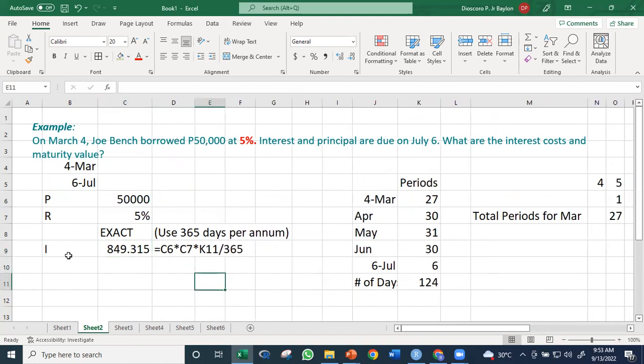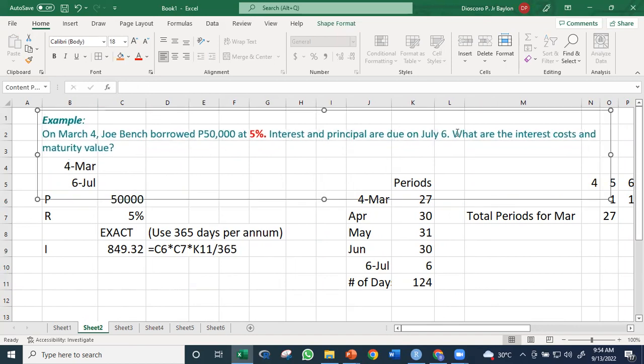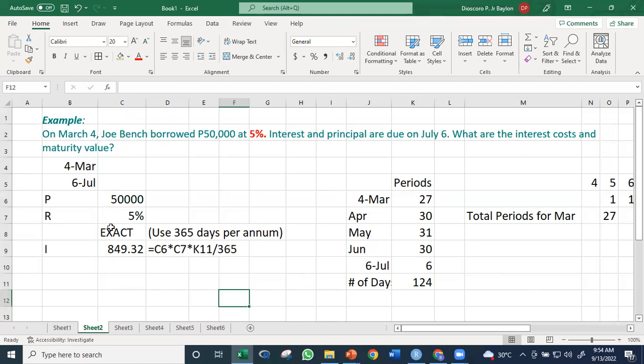Okay, so here we're computing for the interest. Thank you, Daniel, for that question. I really appreciate that. So we compute for the interest, and we know that the formula for the interest is principal times rate times time. So we just follow that formula. And then our principal is 50,000. Our rate is 5%. And it's not written here, but we want to compute for the interest using exact days. Okay, for exact days, we have to use 365 as our divisor.